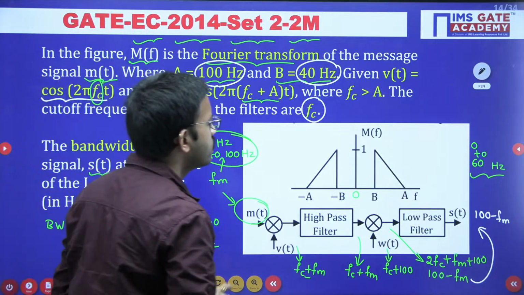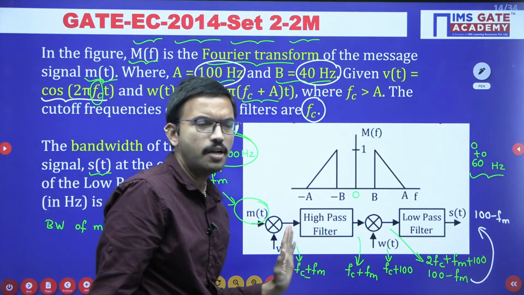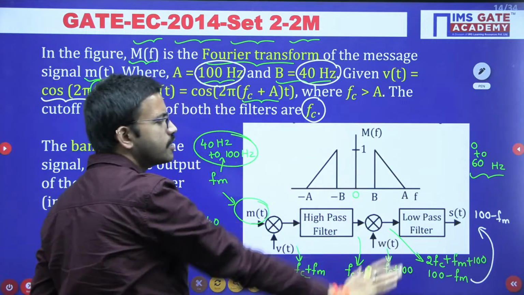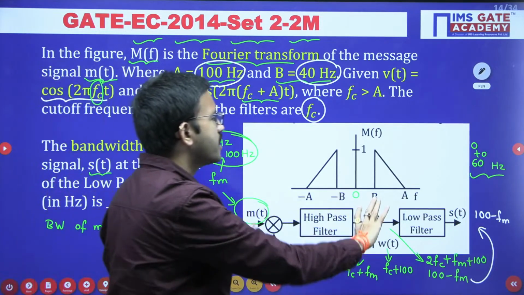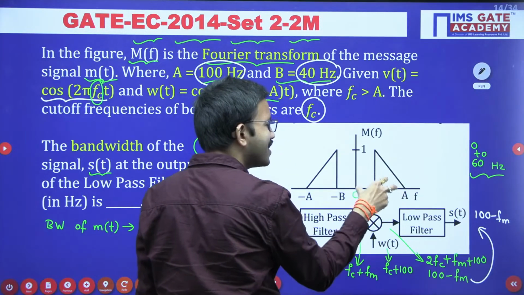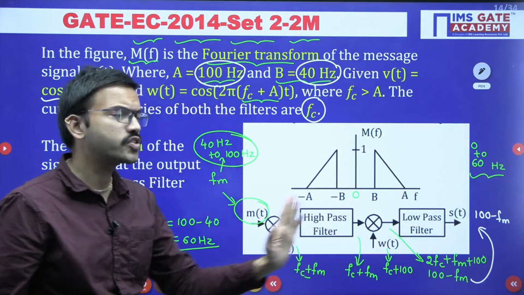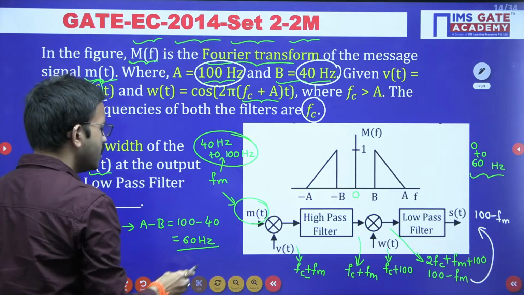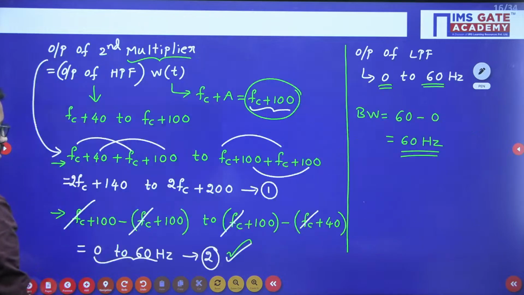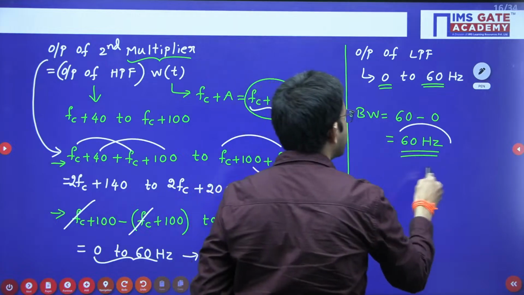In simple words, here for understanding purposes I have represented it this way, but once you understand this overall block diagram mechanism, whatever the bandwidth you have for the original modulating signal, the same answer you are going to get at the final. For the given signal, the bandwidth is 60 Hz. The final answer for this question is 60 Hz.